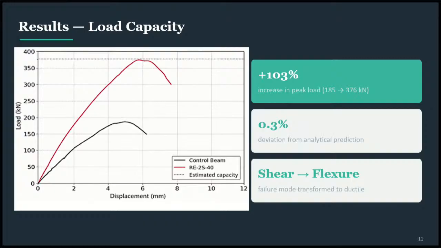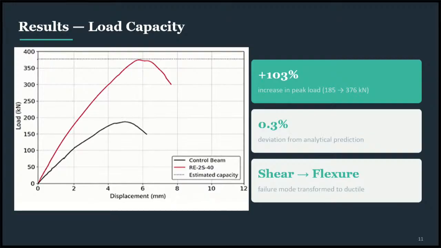So here I have shown the comparison of load capacities. As shown here, the black color line shows the response of the control beam, and the red color line shows the response of the retrofitted beam. So with this experiment, we identified an increase of 103% of the load carrying capacity due to this retrofitting configuration. And the key point that has to be noted here is the validation of our retrofitting framework.